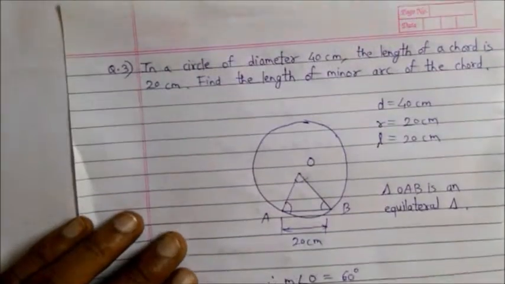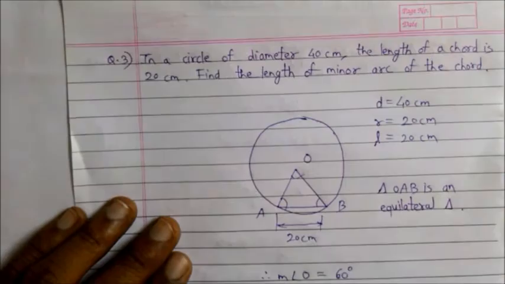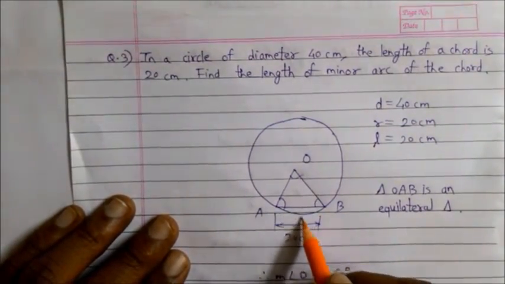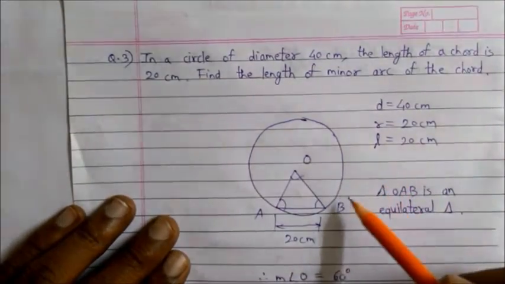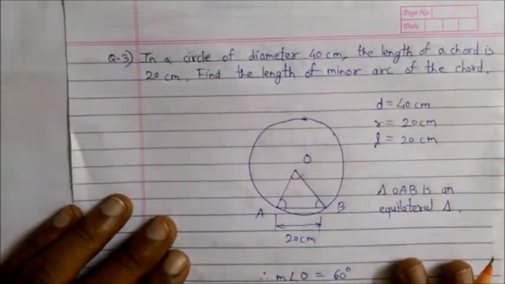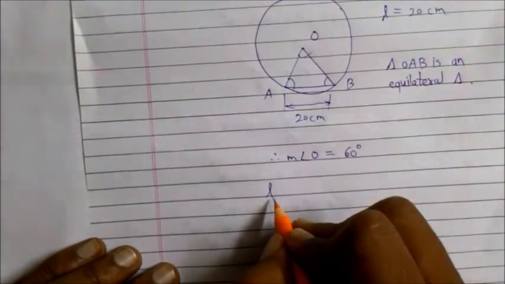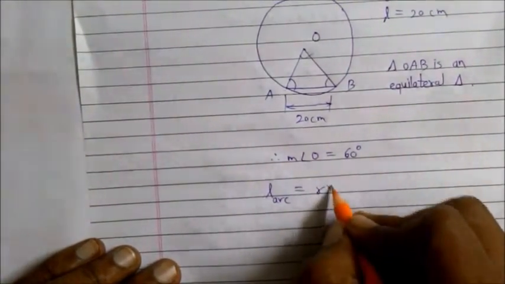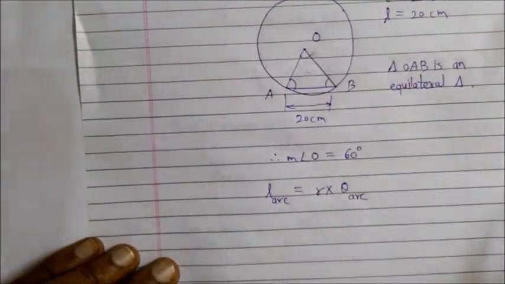Now what is the question? We want to find the length of the minor arc of the chord. Note that this chord AB subtends two arcs at the center. One is this, which is the minor arc, and one is this, which is the major arc. It is called major because it is greater in magnitude than the minor arc. Now we know that the length of the arc, L arc, is given by the radius of the circle times the measure of the angle subtended by the arc at the center.